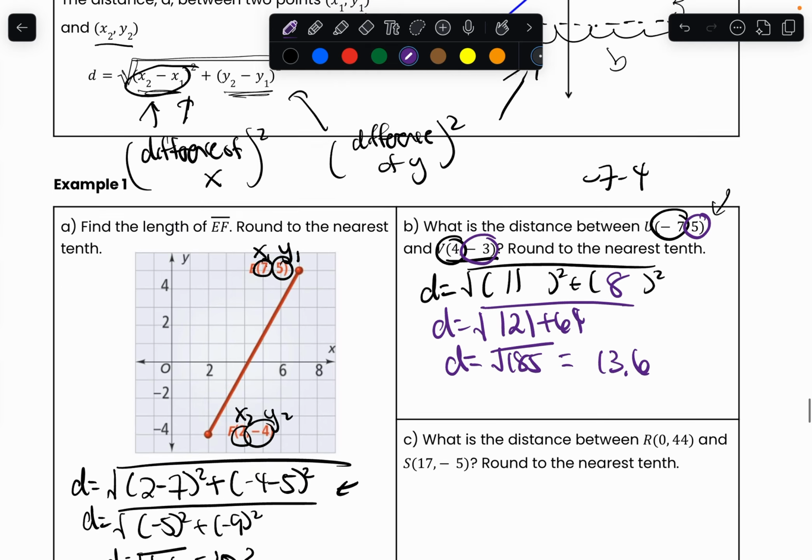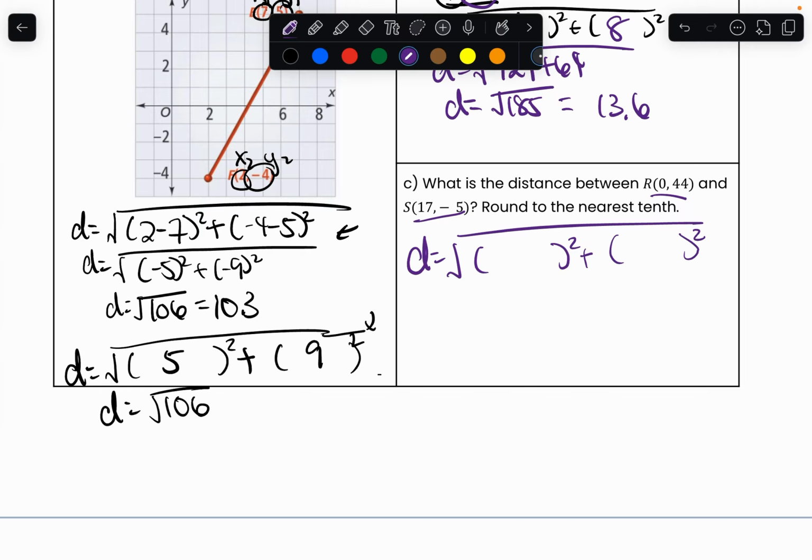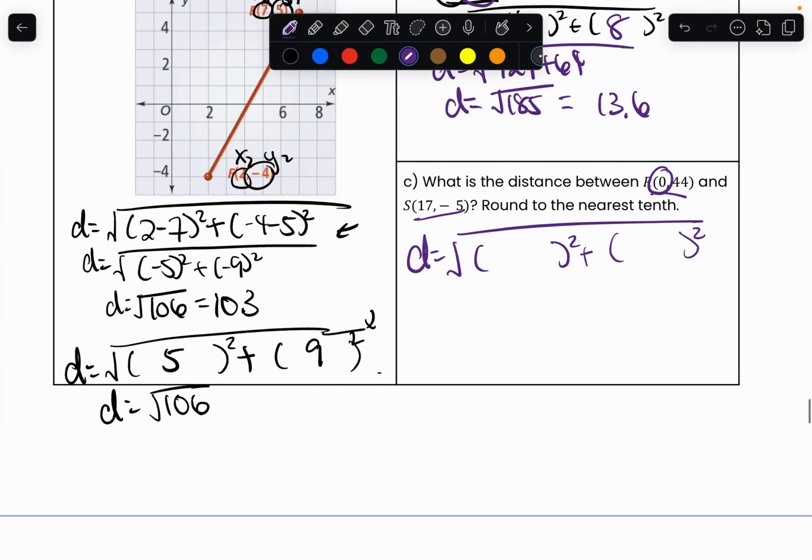Moving on to question C. Now it says, what's the distance between the point R and this point right here? Well, it's almost the exact same thing. Let me write my distance formula. In my first blank here, I have to put the difference between my x's. What's the distance between 0 and 17? Well, it's going to be just 17, right?